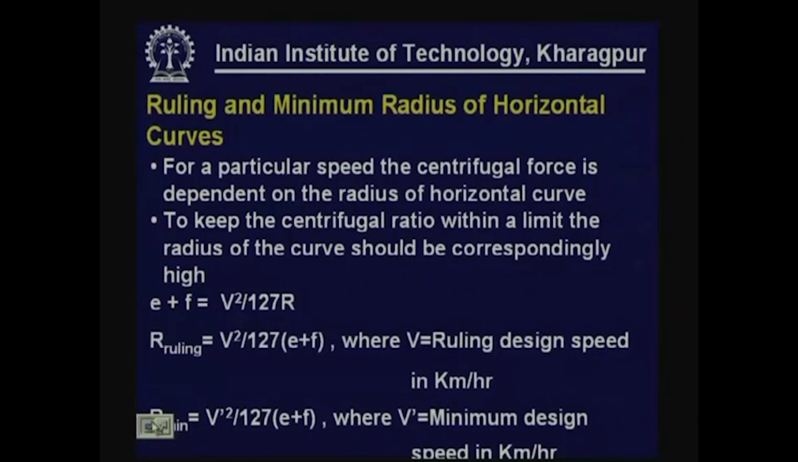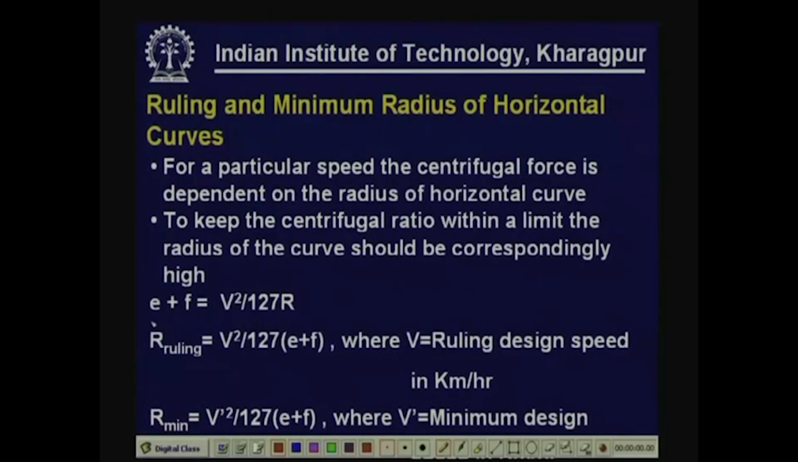That is what is shown here. E plus f equal to v square by 127 r. So, r is nothing but v square by 127 into E by f. So, if our r is more than this value, then we can provide the required super elevation without any problem or restriction on the speed.